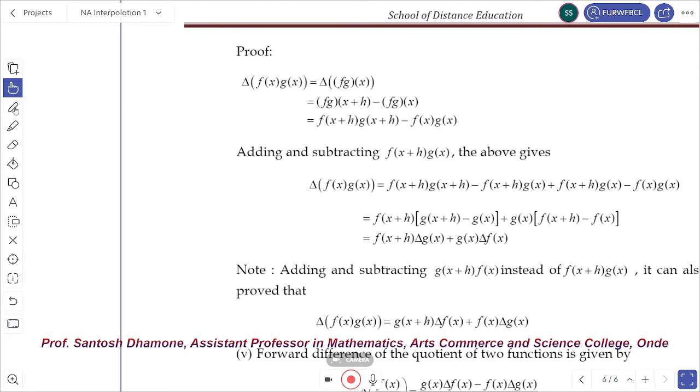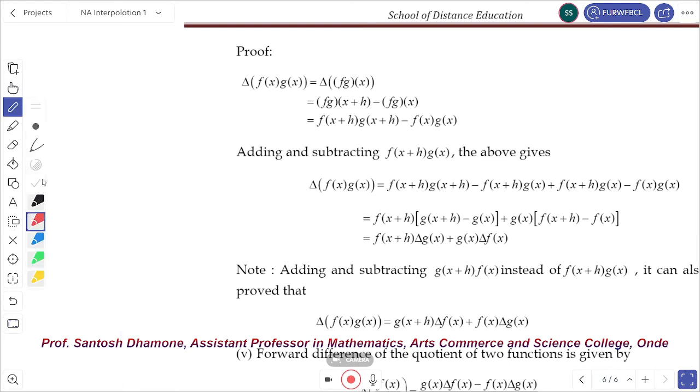Consider the LHS. The LHS is equal to Δ[f(x) g(x)]. By the definition of the operator, this is equal to f(x+h) g(x+h) - f(x) g(x).